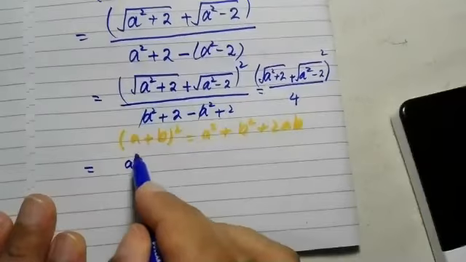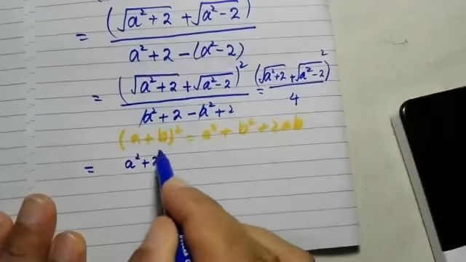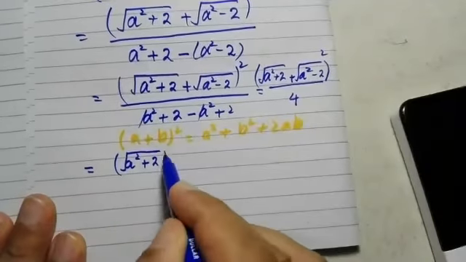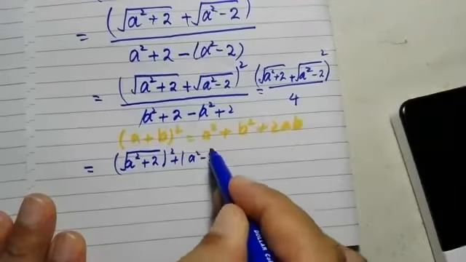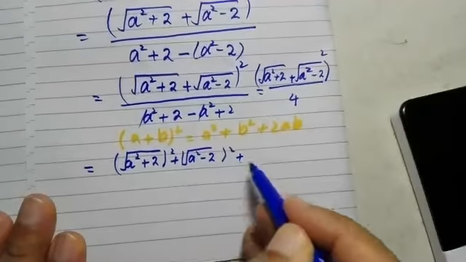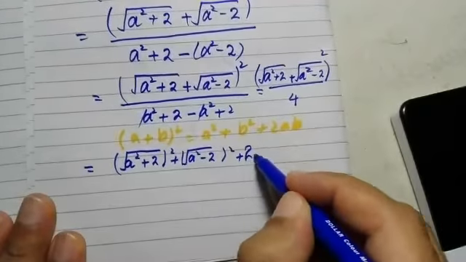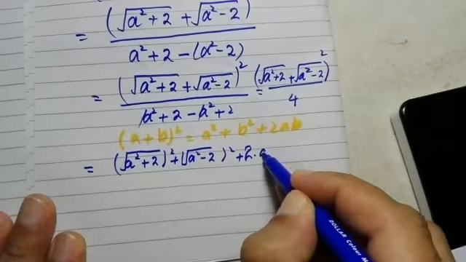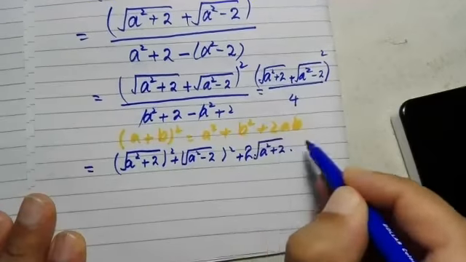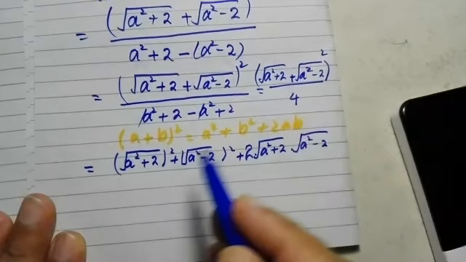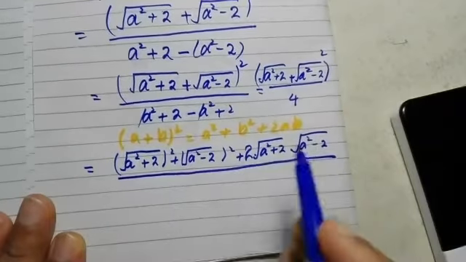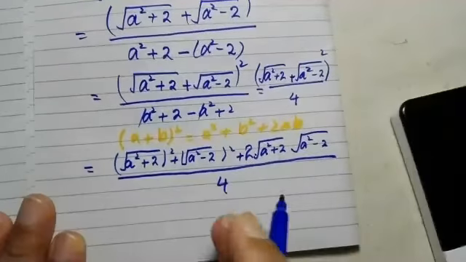So we start the expansion by writing the first term, a square plus 2 under root. We will write its square, then we will write the square of the second term, and by the formula we write 2 times the first term. What is the first term? a square plus 2 and a square minus 2. This is the second term. And the whole term will be divided by 4, as you can see.